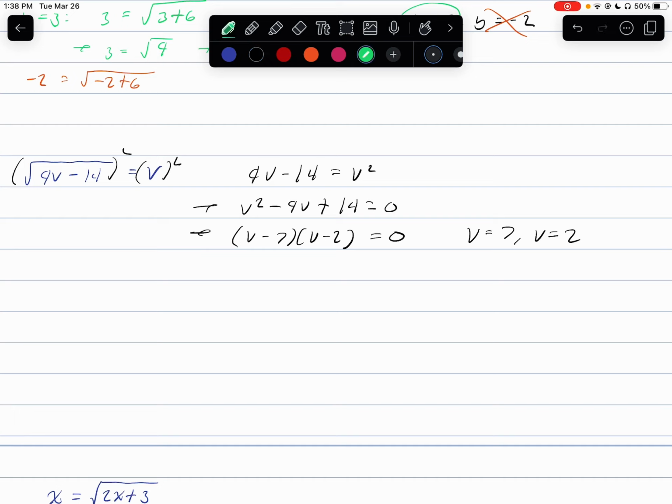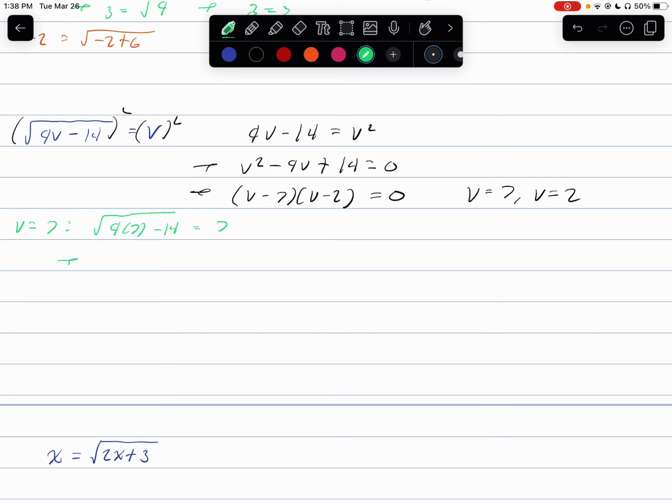So let's plug it back into our original equation and see if it works. We have v equals 7. We'll start there. We have the square root of 9 times 7 minus 14 should be equal to 7. Well, that should be 63 minus 14, which gives us the square root of 49 is equal to 7, and that is true. So we say that v equals 7 is a valid solution.